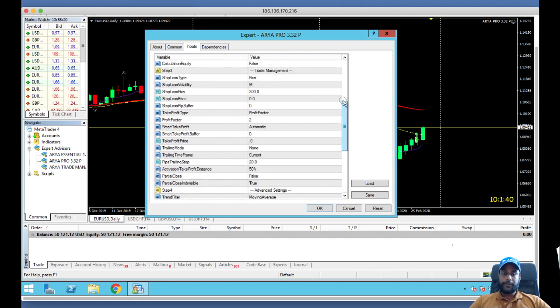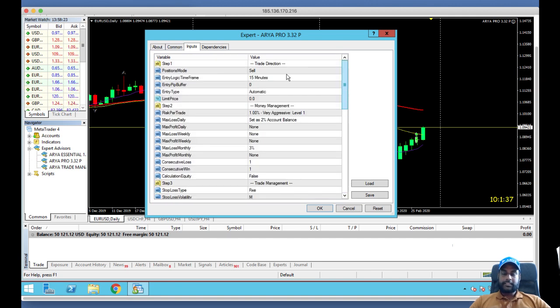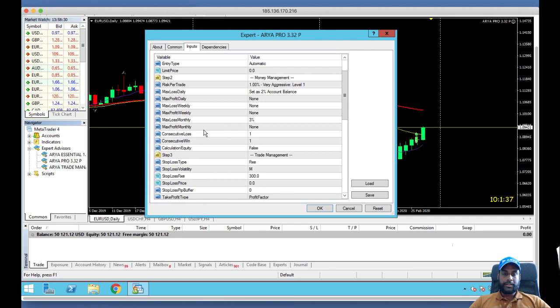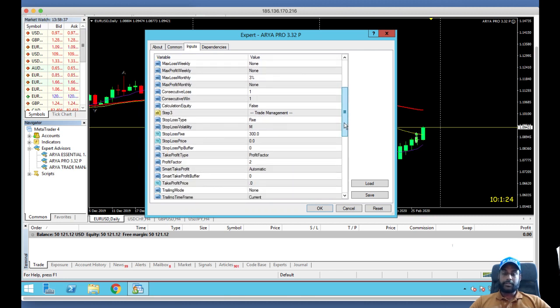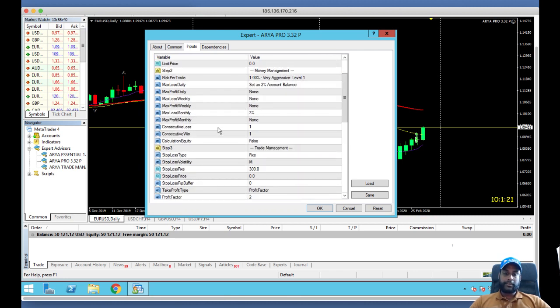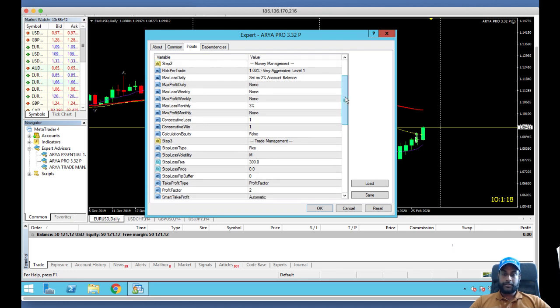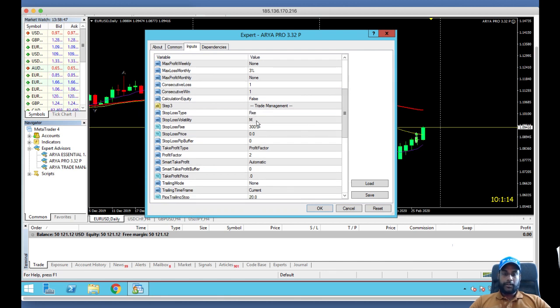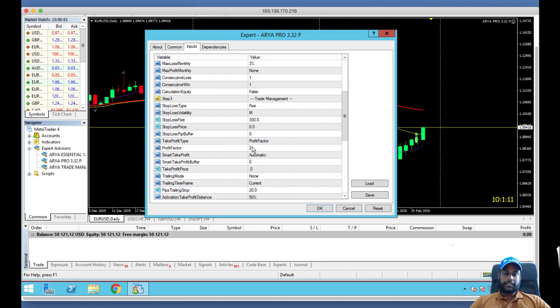So I have now a very good template that is a selling template on a 15 minutes time frame. I'm risking 1% of my capital on that trade. I will take only one trade, one consecutive loss, one consecutive win. My maximum loss monthly is 3%, maximum, but in reality it's even 1% because I take only one loss on that trade. I have a fixed stop loss of 300 points. My profit factor is 2, so my take profit is equal to 600 points.